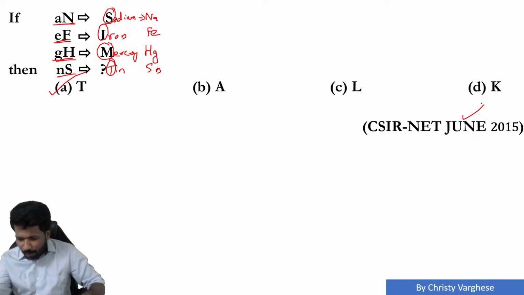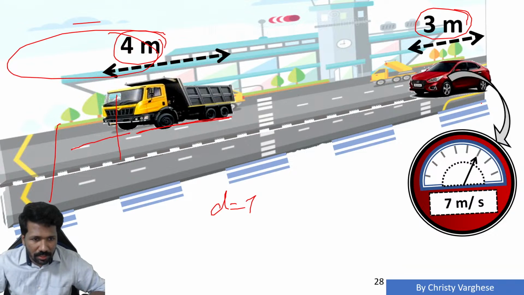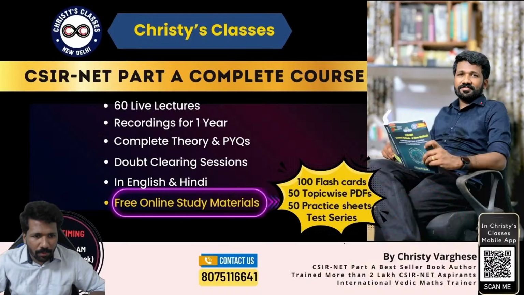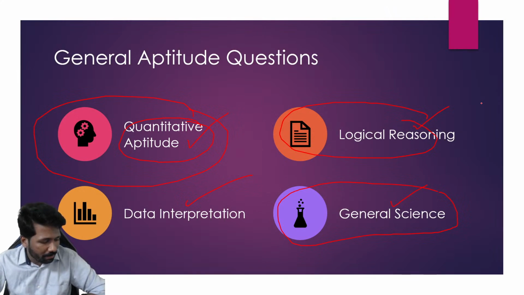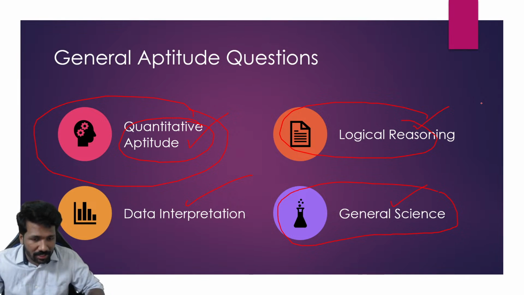Okay, so all of you understood these 4 units. What are the 4 units? Now I will give you an idea about which chapters, how much importance, or what are the different chapters in these 4 units: quantitative aptitude, logical reasoning, data interpretation and general science. What are the chapters, that we will discuss now.